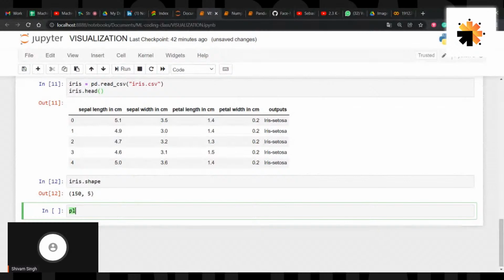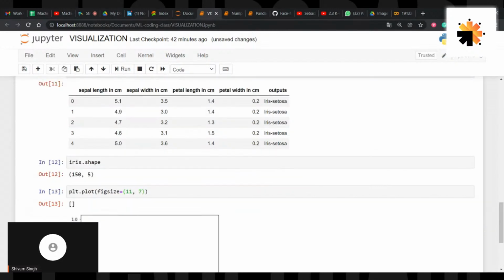So plt dot plot, and because we are having 150 pieces of information together, I need to mention the figure size so that we can easily visualize it. So I can increase the figure size. Maybe I can take 11 comma 9. So 11 is the width, and this is the length. Okay, so this is going to be iris.